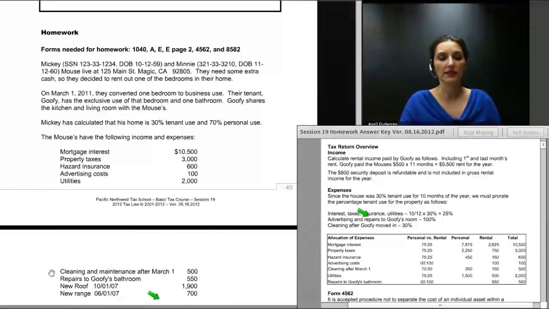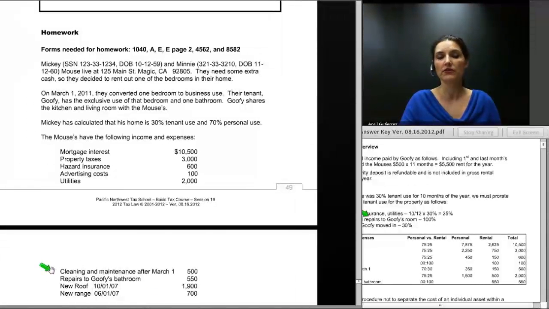And really down here we say cleaning and maintenance after March 1st. So $500, we're going to multiply that by 30%. But the mortgage interest, property taxes, hazard insurance, and utilities, that's going to be 25%. The advertising will be 100%. And then we've got the new roof and the new range, and we're going to have to place those in service for depreciation and claim those accordingly as well.